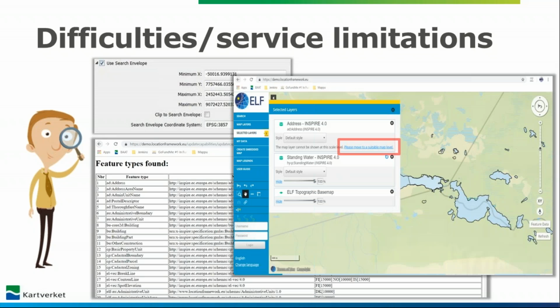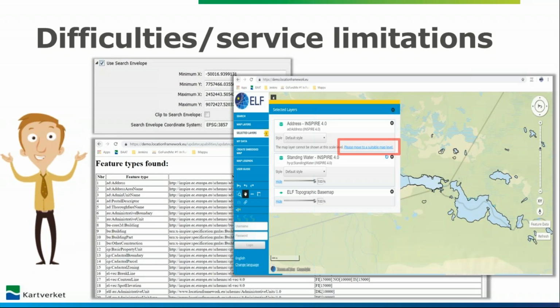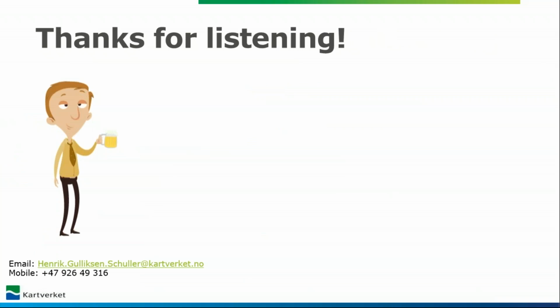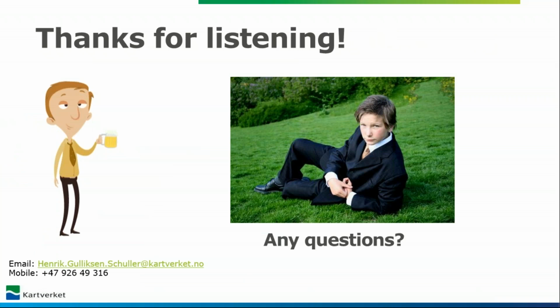But then this came, which helped a lot, because in this service, when you turn one of the layers on, you would get this box. It will say that you're not on the correct zoom level. So you can hit this button and it will zoom into the correct zoom level and you can get features. And he was really happy about that because he had just been wasting a lot of time trying this manually. So that's all. Thanks for listening. Any questions?